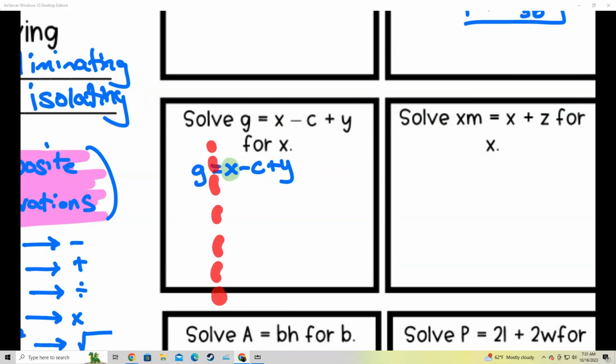I see a minus c and a plus y. Let me get rid of that plus y. How do I get rid of a plus y? We do the opposite. I'm going to subtract y on both sides. Now, when I do this, g minus y, I have no idea what that is.